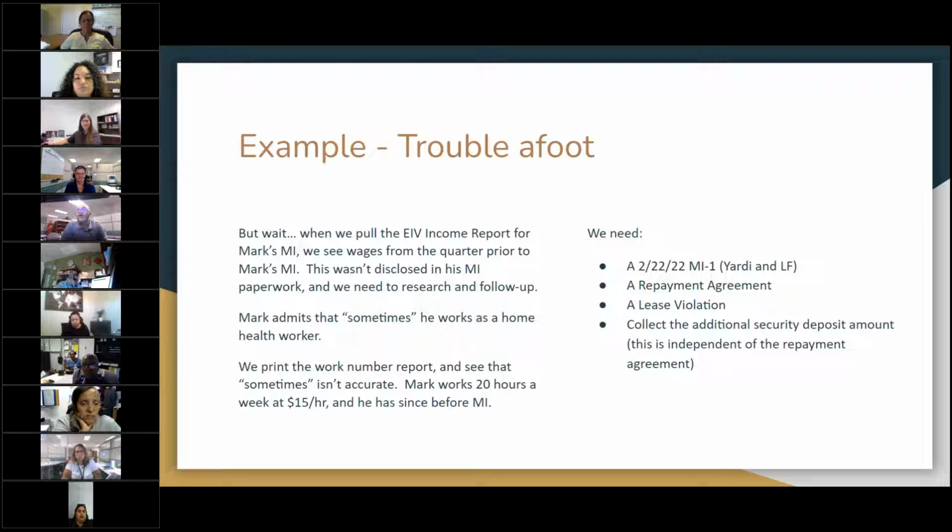So a move-in correction. We'll need that in Yardi and Laserfiche. We know we're going to need a repayment agreement. We're going to issue him a lease violation in conjunction with that repayment agreement. And we're going to collect the additional security deposit amount that's due. And that's because we do need a move-in correction. There was a change to the TTP, and so he owes that increase.